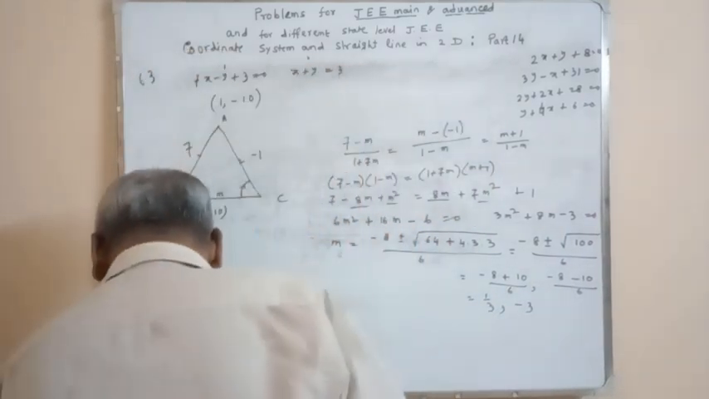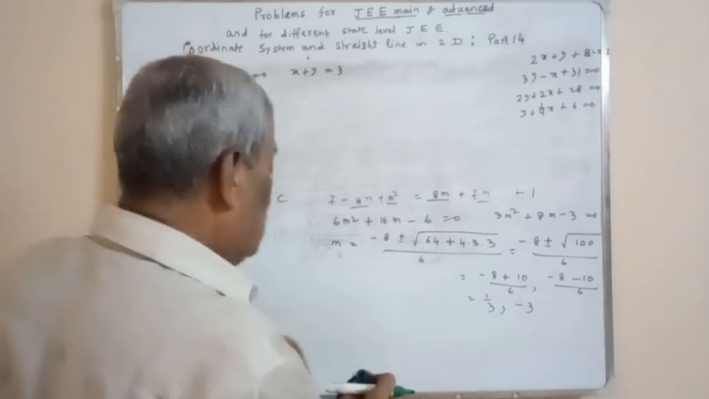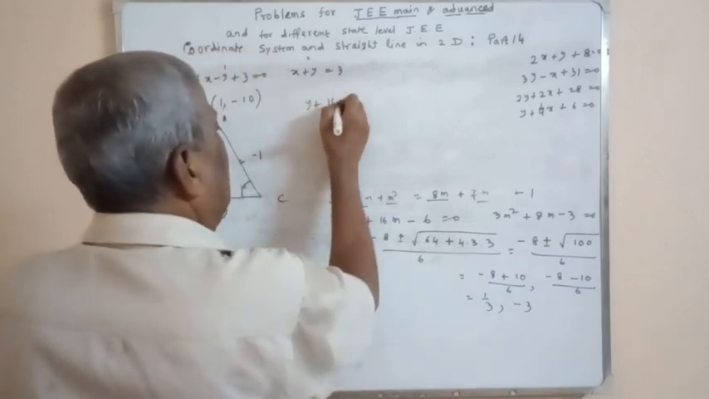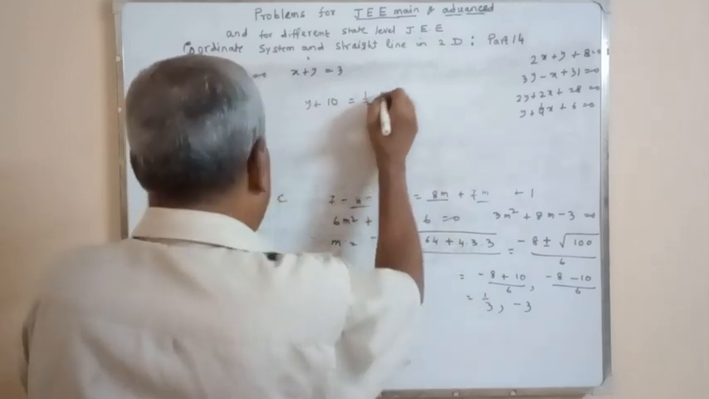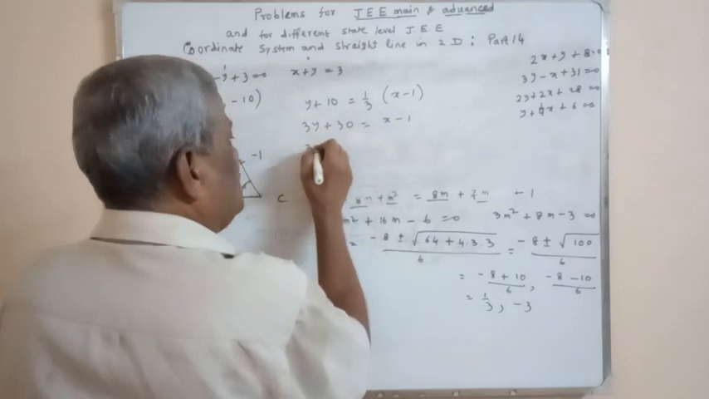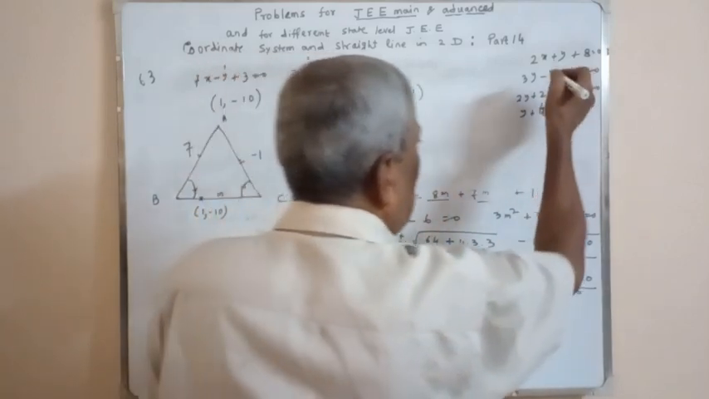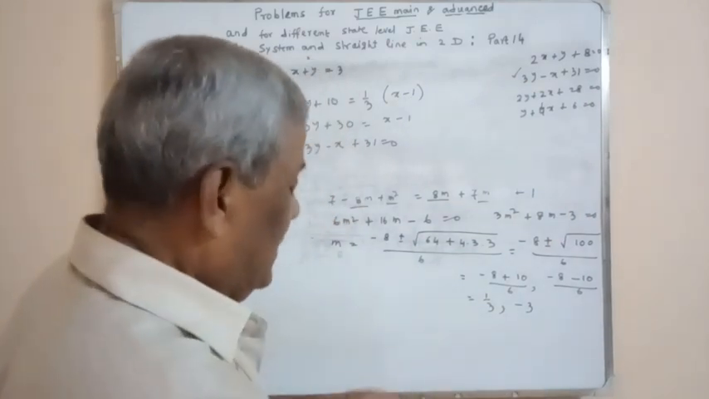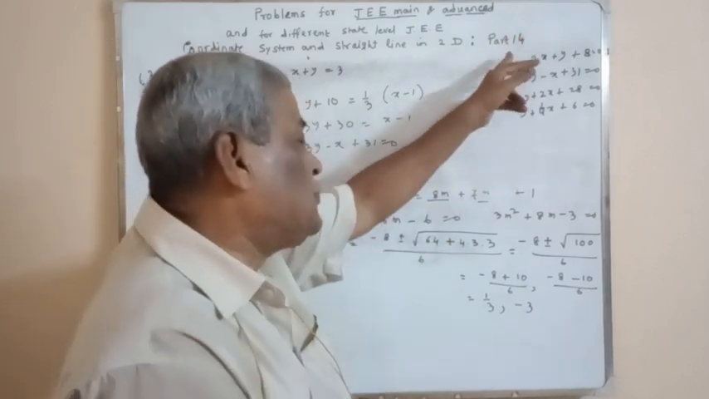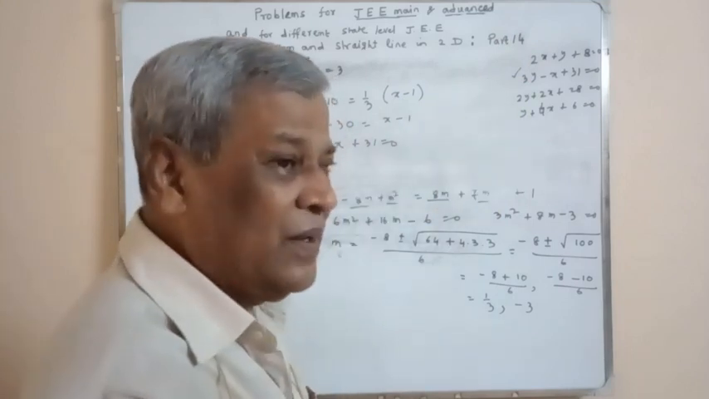So there are two possible equations of the base passing through this point, and one has gradient 1 by 3. So that equation becomes y plus 10 is equal to 1 by 3 into (x minus 1). That is 3y plus 30 is equal to x minus 1. That is 3y minus x plus 31 is equal to 0. So answer B is correct. We would get another equation whose gradient is minus 3, but it will not match any of the options. We have to find one such equation, which is nothing but option B.